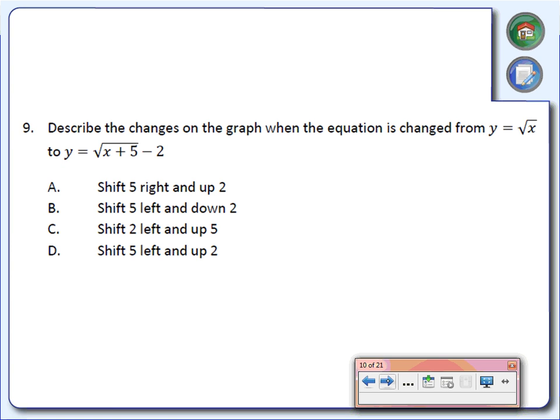All right, going on to number 9. Number 9, they wanted us to describe the changes on the graph when the equation is changed from the parent function y equals square root of x to y is equal to the square root of x plus 5 minus 2. So let's start with the plus 5.